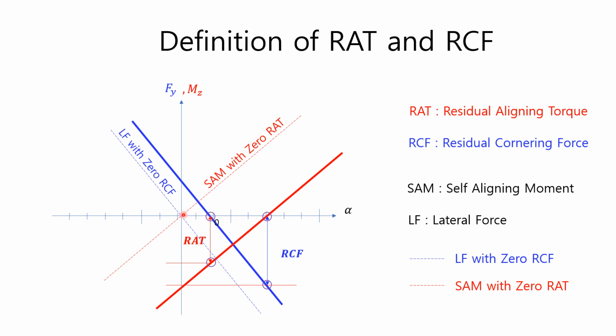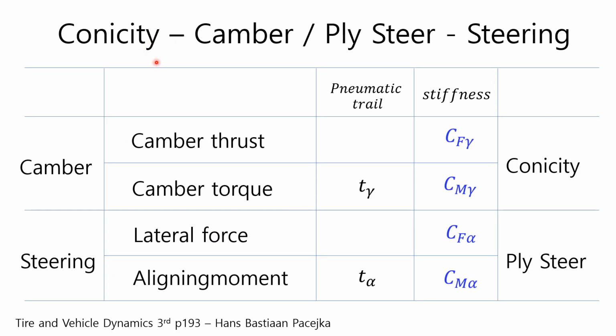These two lines pass through the origin as shown in the dotted lines if there are no Ply Steer and no Conicity in a tire. Since the Conicity shows a behavior similar to camber, and Ply Steer shows a behavior similar to steering, it is natural to try to represent the residual cornering force RCF using the camber stiffness and the lateral stiffness, and to represent the residual aligning moment RAT using the camber pneumatic trail and lateral force pneumatic trail and their corresponding stiffness. This idea is introduced in Hans Pacejka's book, Tire and Vehicle Dynamics, 3rd edition, page 193.